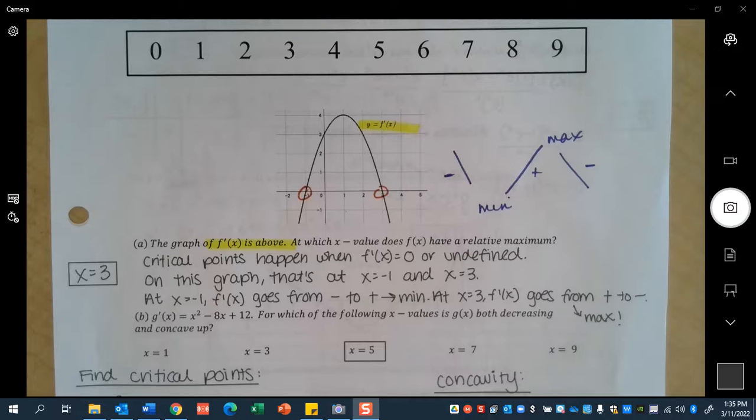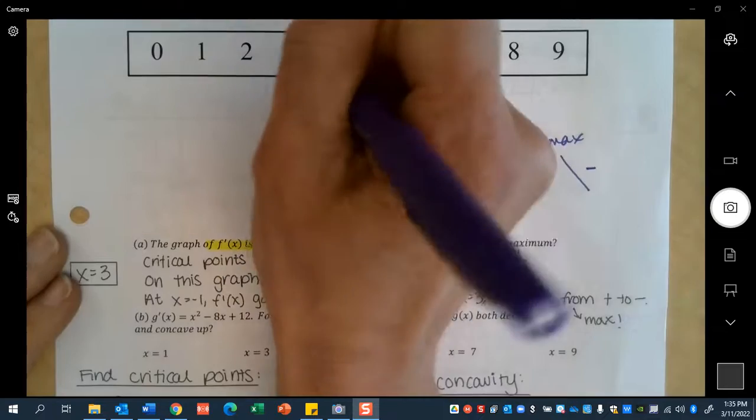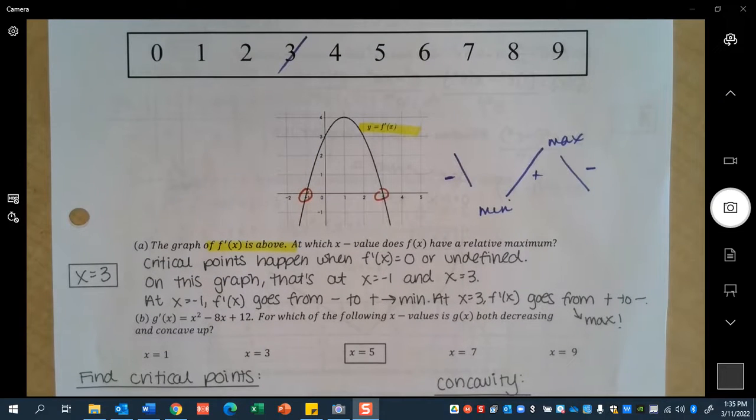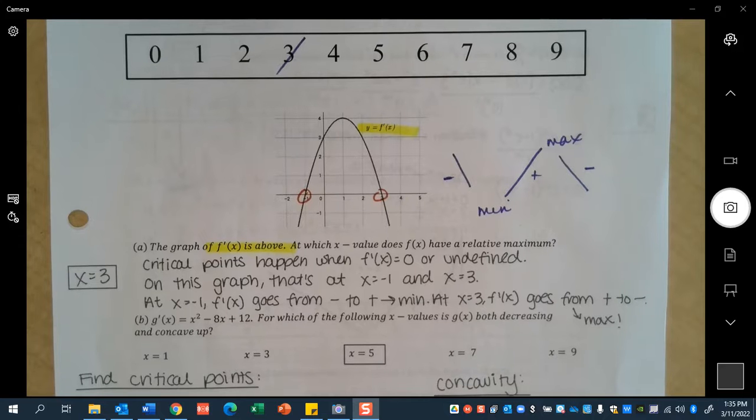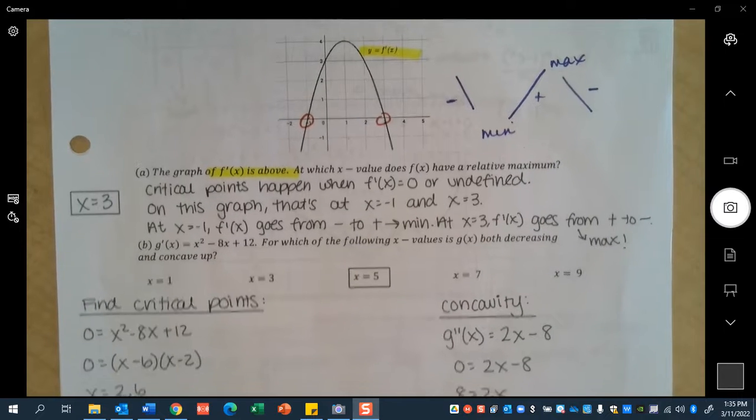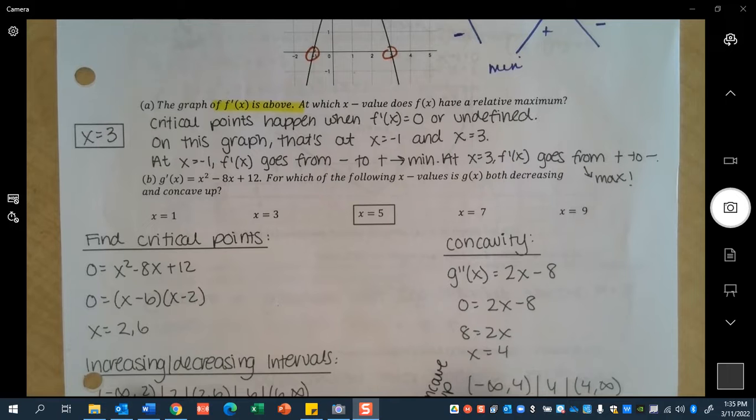So that's why this one has the answer of 3. That's where we come up and just cross off 3. There were a couple times during this conversation where I peeked at my answers and thought, oh, I've already used 3, so I know the answer can't be it. That first one happened with this next question here. Which of the following x values is g of x both decreasing and concave up?